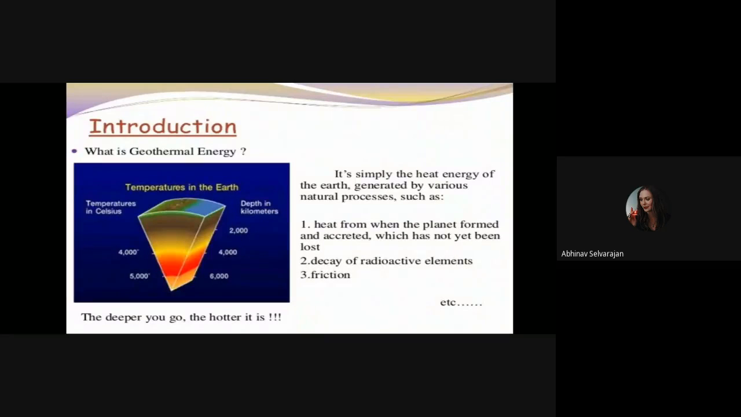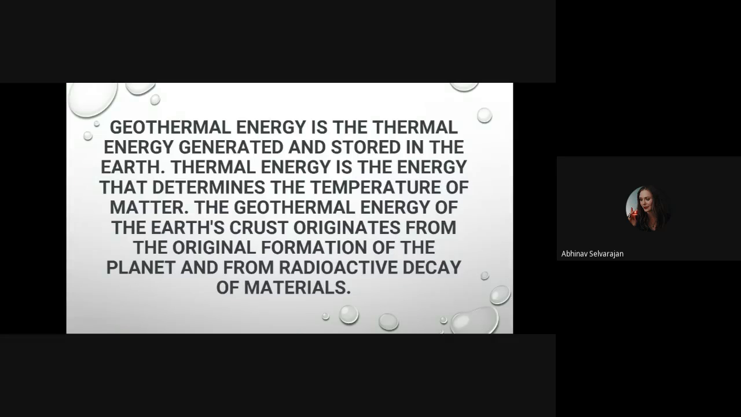Then, introduction. It's simply the heat energy of the earth generated by various natural processes, such as heat from when the planet formed and accreted, which has not yet been lost, decay of radioactive elements, friction, etc. Heat energy is developed due to rocks in the earth's crust and magma. This natural phenomenon helps to get electricity.